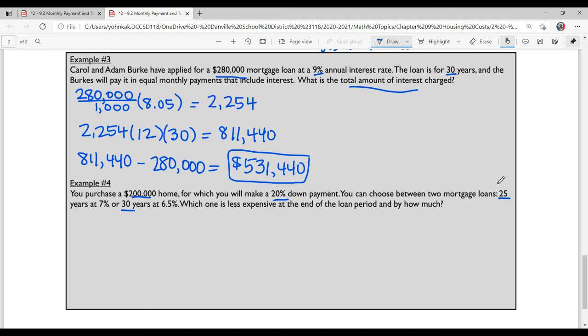So let's call this first, 25 years at 7%, option A, and we will call the 30 years at 6.5% option B. So no matter which option I'm going with, I have to make a down payment. So let's do that first. We take the price of the house, $200,000, and multiply by 20%. This gives us a down payment of $40,000. Then I need to find the mortgage amount. So take the price of the house, $200,000, and subtract the down payment, $40,000. That's going to give me a mortgage value of $160,000.